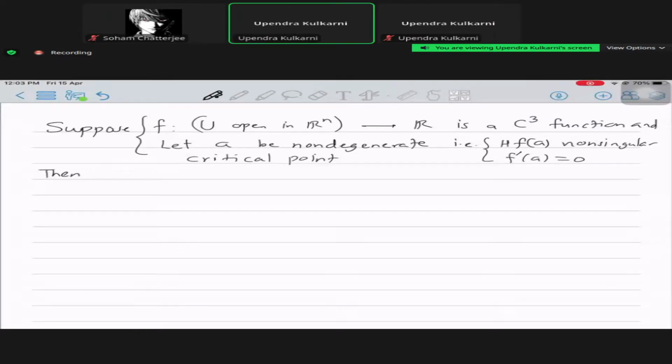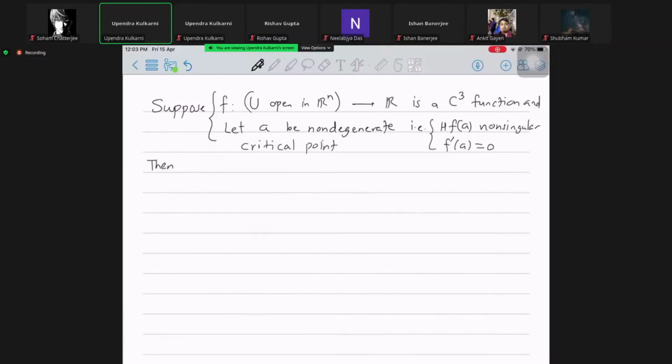Recording in progress. Okay, so today we want to detect, for a given critical point, whether I can deduce it is a local maximum or a local minimum. For this, my assumption is that f is a real valued C3 function defined on some open set in Rn. The reason I want it to be a C3 function is because my test is going to use Taylor approximation.